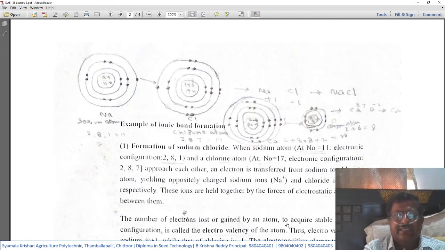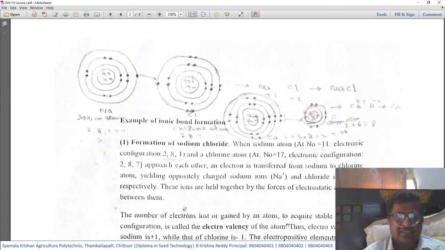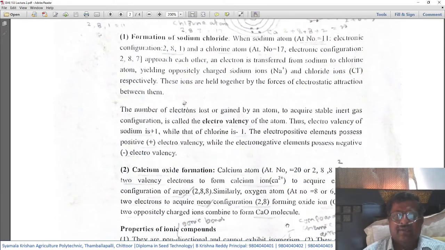Once these two, sodium and chlorine, become Na plus and Cl minus, between these two there will be electrostatic forces which bring them very close to each other and then form sodium chloride, the end substance or the ionic compound NaCl. Okay, the number of electrons lost or gained by an atom to acquire a stable inert gas configuration is called electrovalency of the atom.